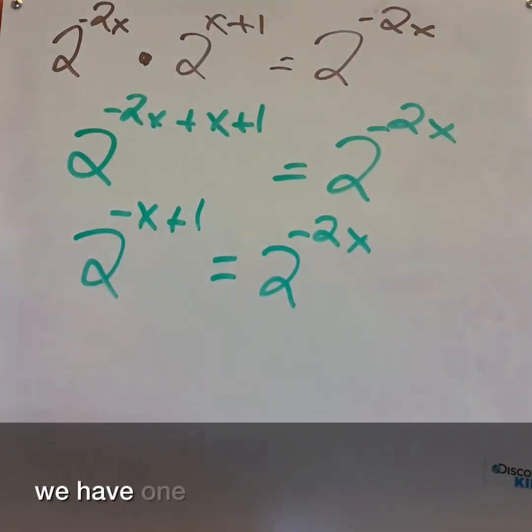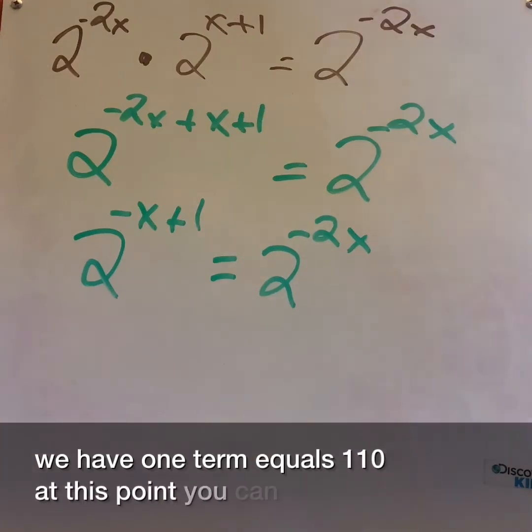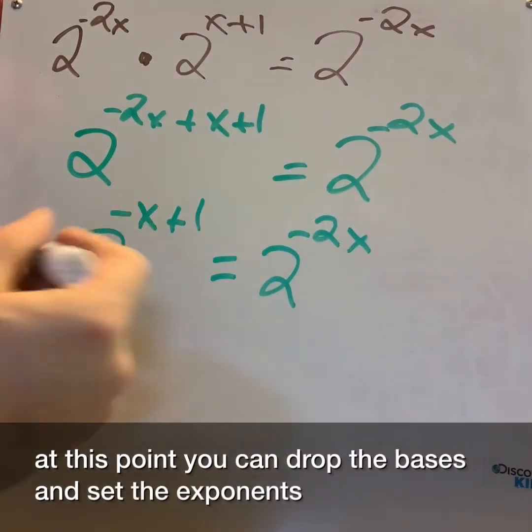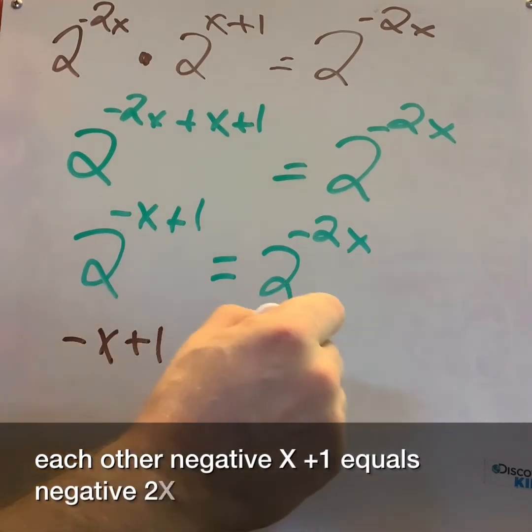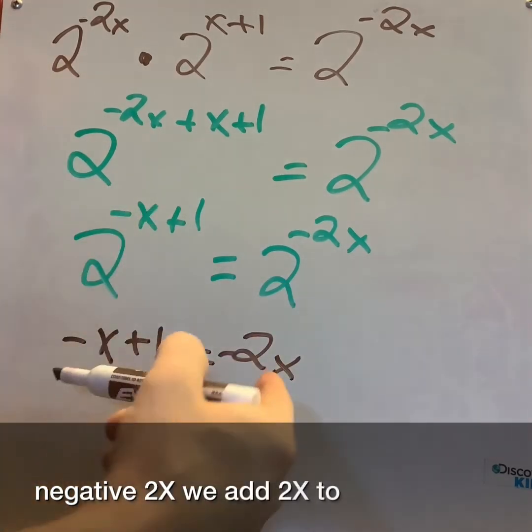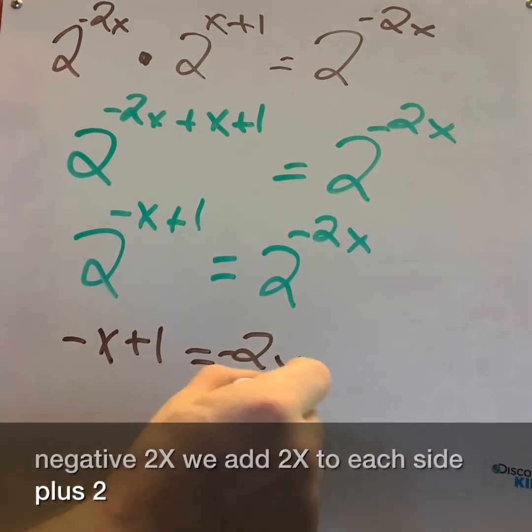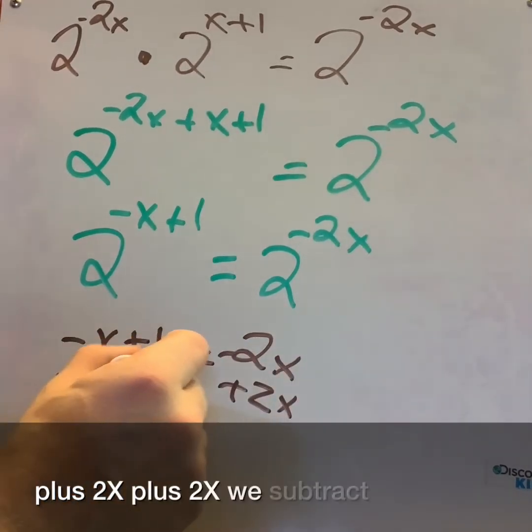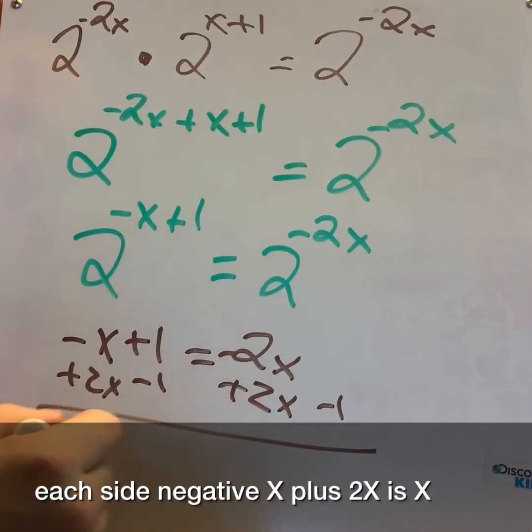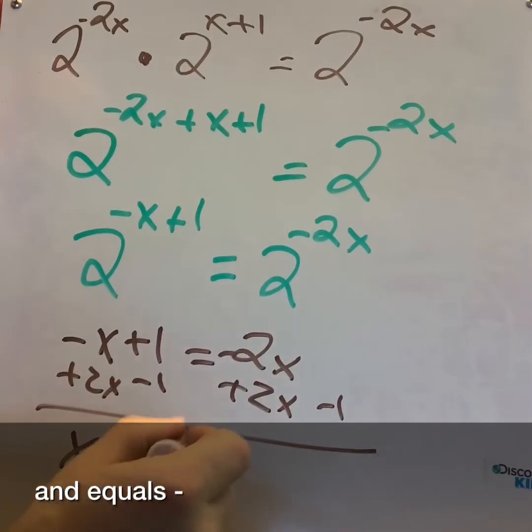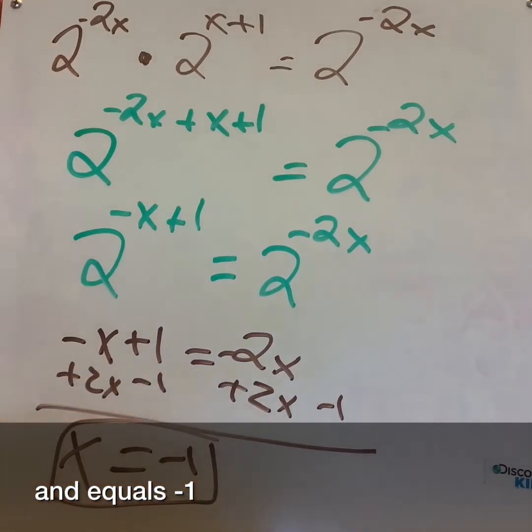Now we have one term equals one term. At this point, you can drop the bases and set the exponents equal to each other. Negative x plus 1 equals negative 2x. We add 2x to each side, plus 2x plus 2x. We subtract 1 from each side. Negative x plus 2x is x, and equals negative 1. And that is our final answer.